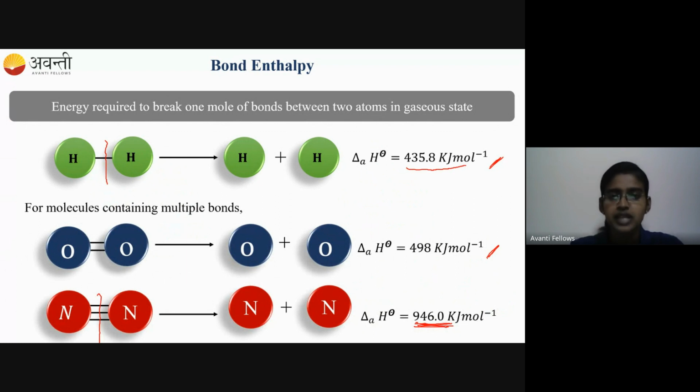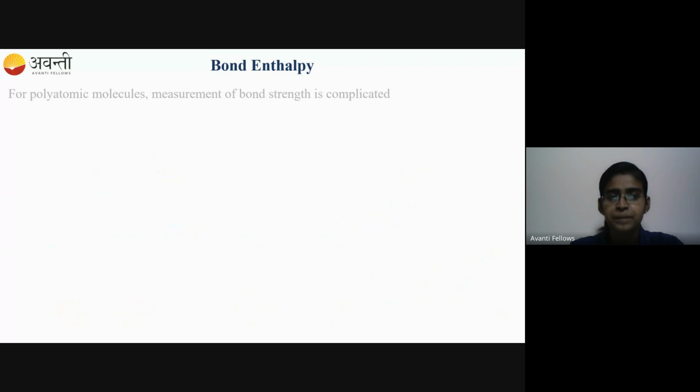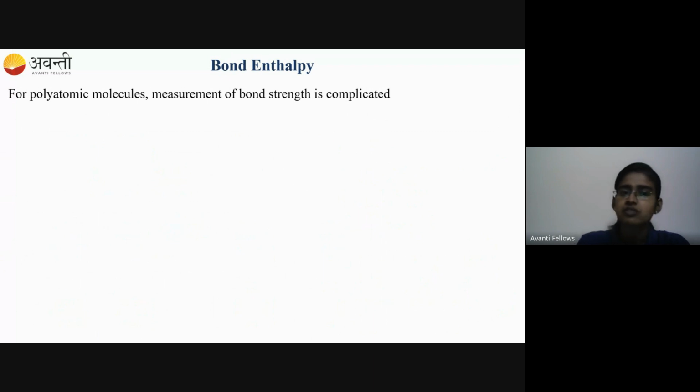Some more examples I'll give you, for polyatomic molecules. So far we have seen diatomic: H2, O2, N2. All these are diatomic species. If we go for polyatomic, that is, species containing more than 2 atoms, the measurement of bond strength is very complicated.